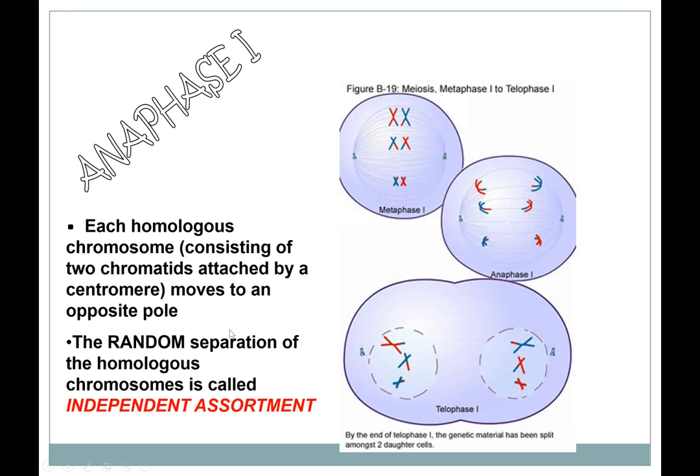And again, this is random separation. So it's not all mom and not all dad on one side. They are random. This is something called independent assortment. And again, this is another way to encourage variation. There's a short video for you to watch that will explain this a little bit more.